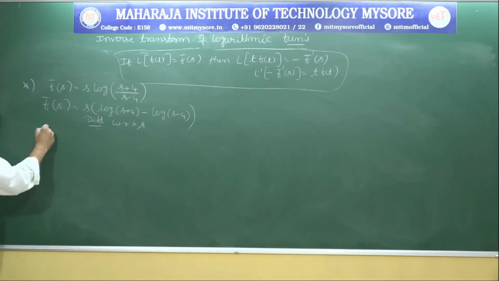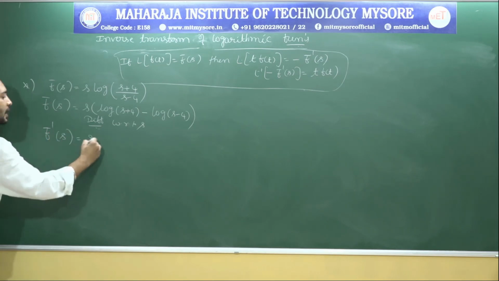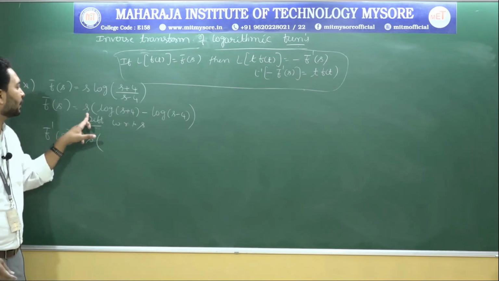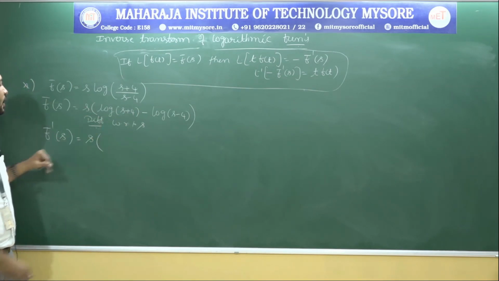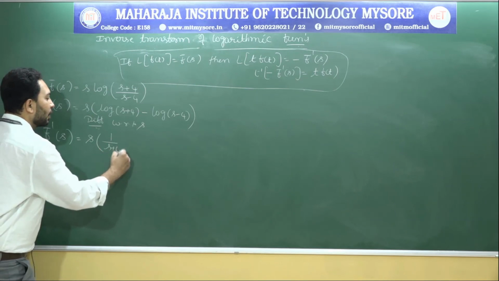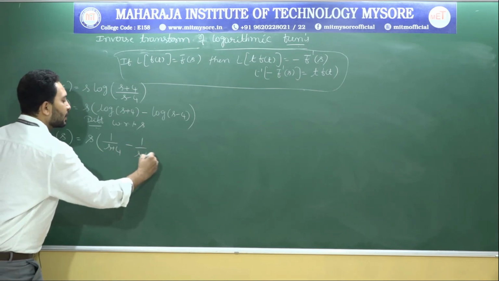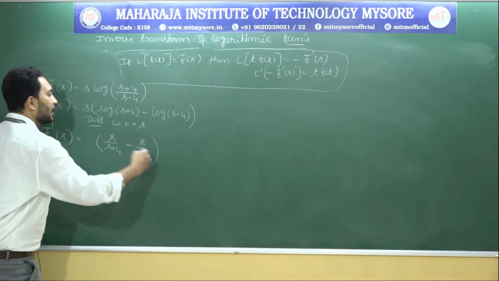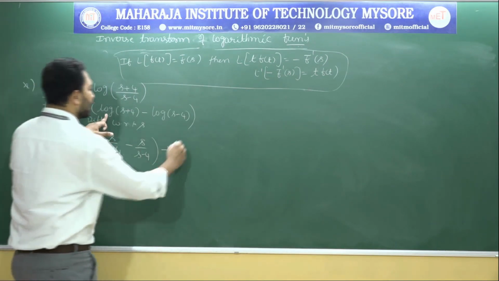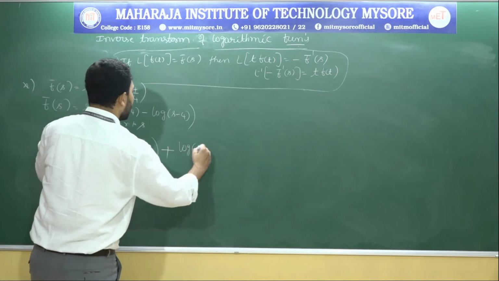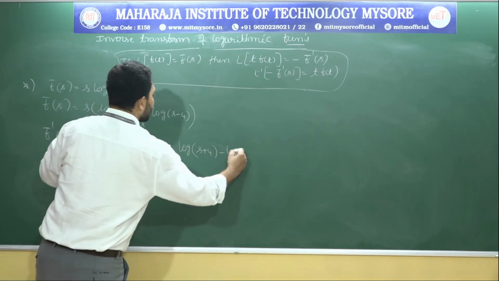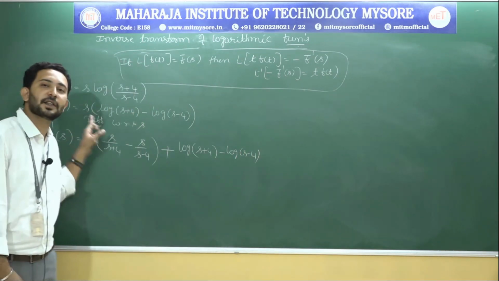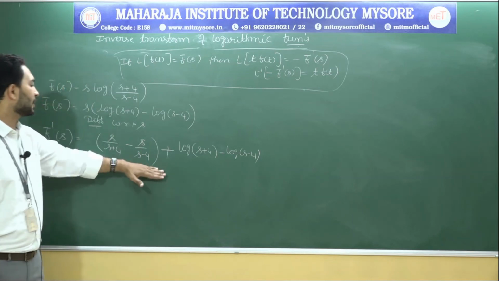We will get f bar dash of s equals s into log of this, by the UV method, the product rule: first function into the differentiation of this function. It is 1 over s plus 4 minus 1 over s minus 4. I will write this s inside, plus again second function into differentiation of first function, log of s plus 4 minus log of s minus 4. So what is differentiation of s? It is 1. So we will remain with this.